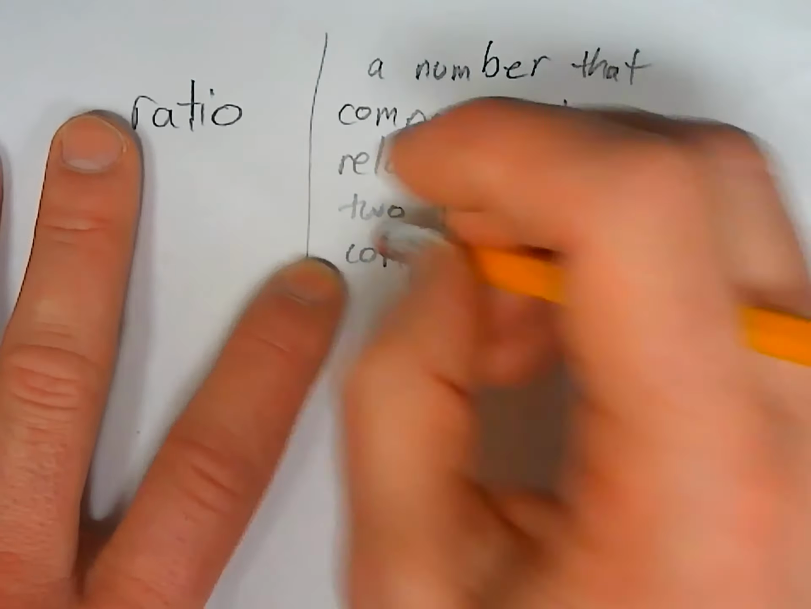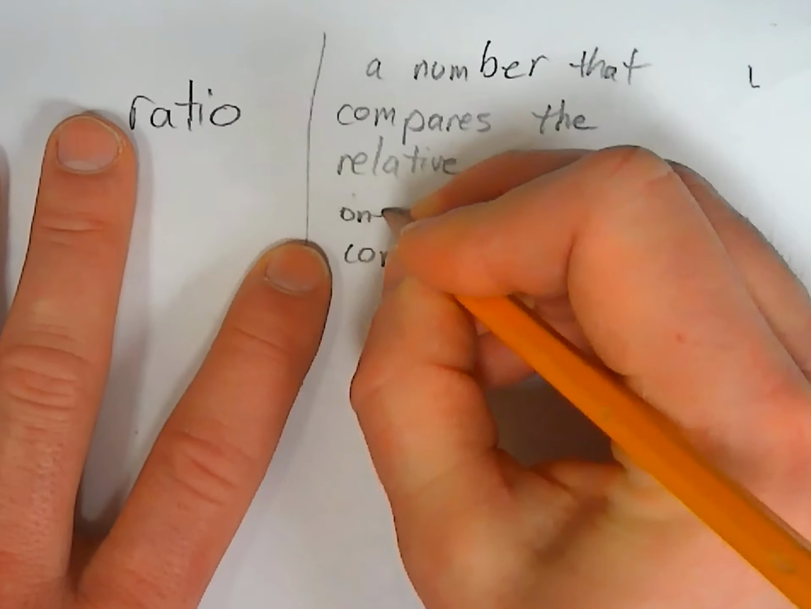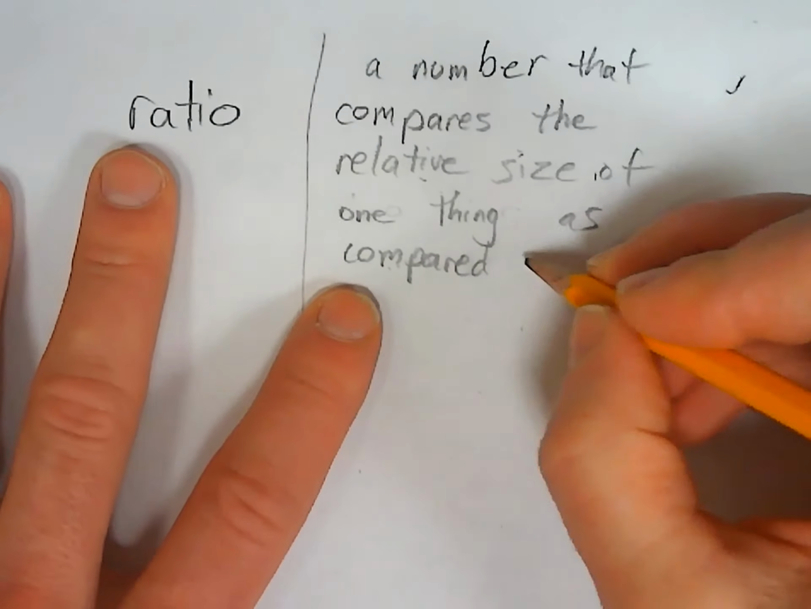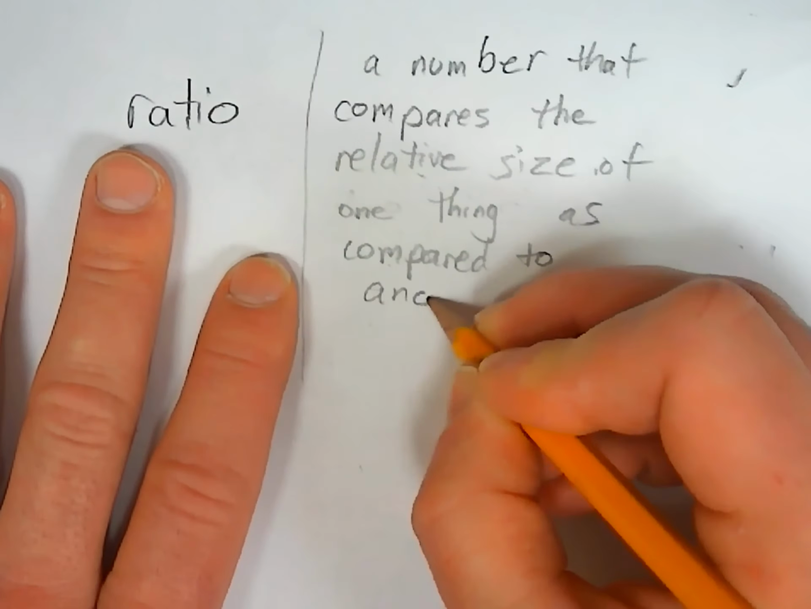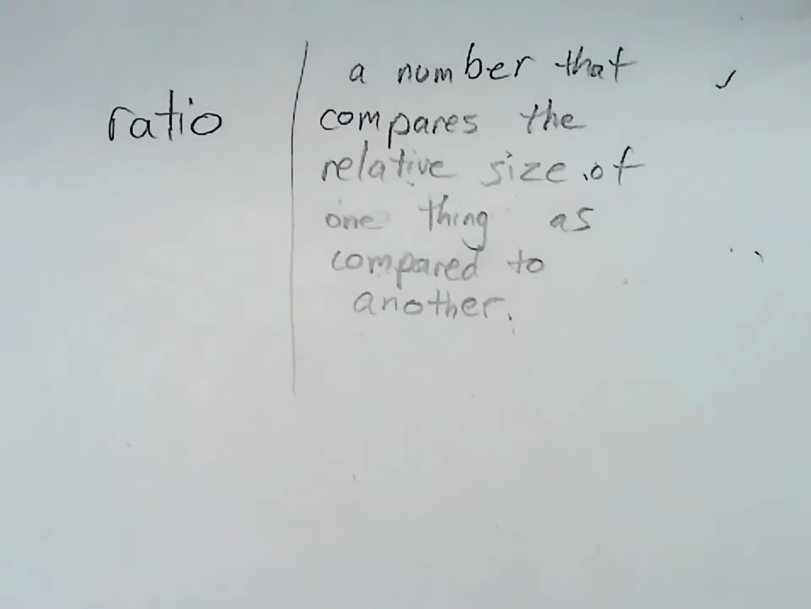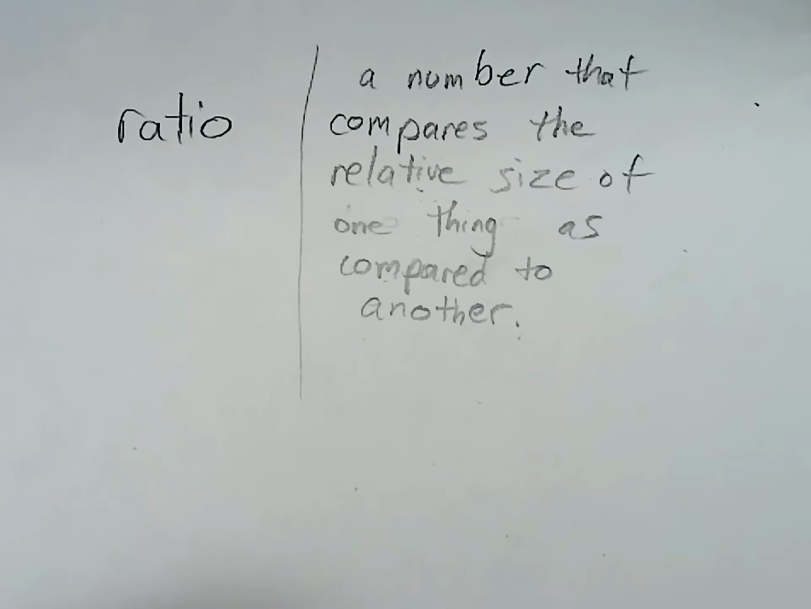Well, how about the relative size of one thing as compared to another? There's the other. There's the two things. There's the one, and then there's the another. But the number itself actually only compares one of them. If you want the other one to be compared, you just have to flip it over and do the reciprocal.